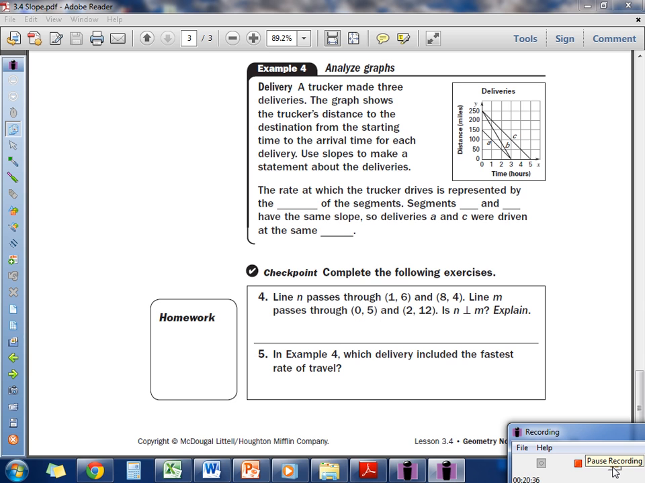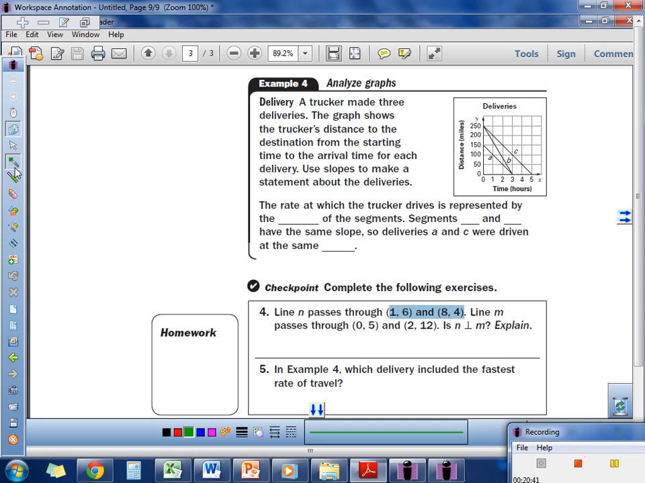All right, in this picture we have 2 lines. I'm going to do the slope kind of fast for this line right here. So real quick, see if you can keep up. Slope for line N is 4 minus 6 over 8 minus 1. 4 minus 6 is negative 2. 8 minus 1 is 7. You should have that exact answer for slope of line N.